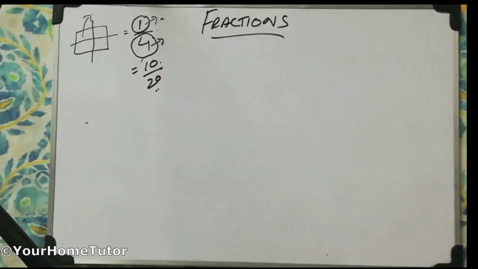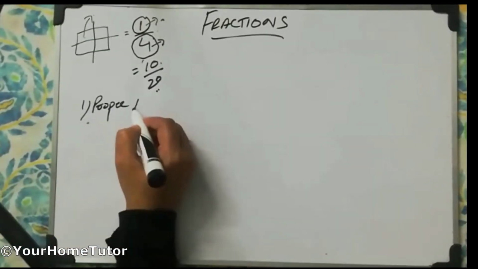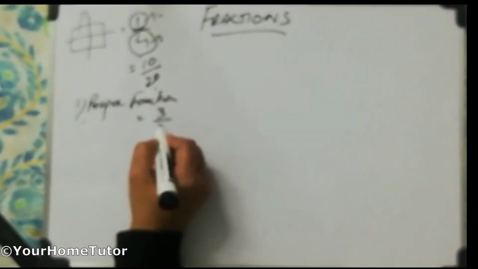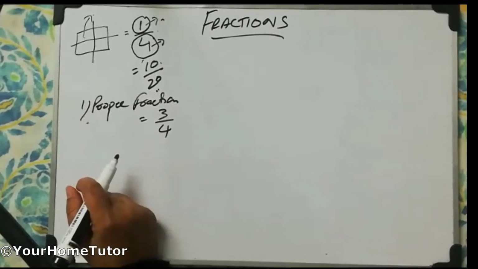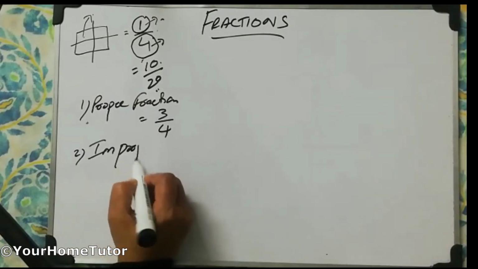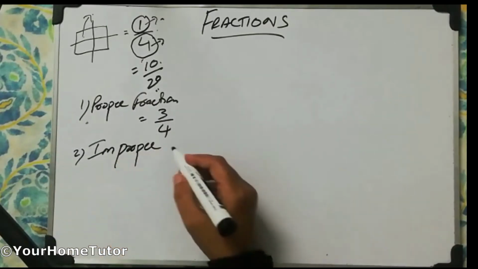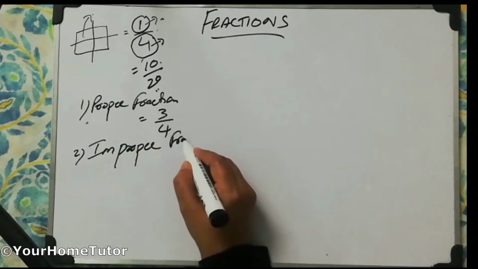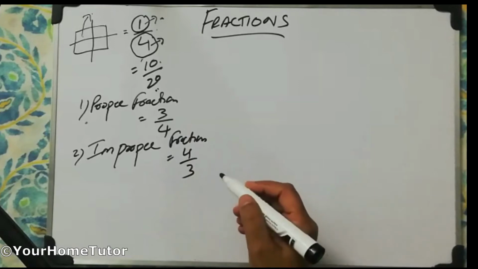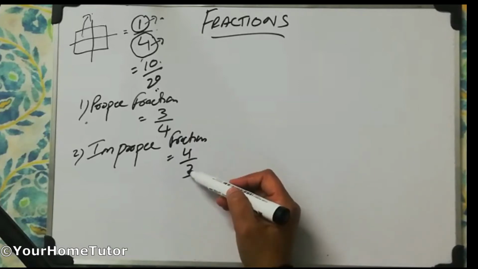Now there are three types of fractions. One is a proper fraction. What is a proper fraction? A fraction in which the numerator is smaller than the denominator is called a proper fraction. What is an improper fraction? The fraction in which the numerator is bigger than the denominator. For example, if I write 4 upon 3, it is an improper fraction. 4 is bigger than 3.